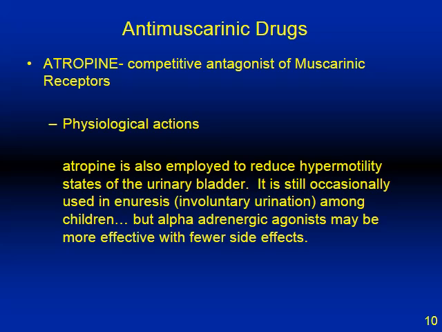In addition to effects in calming the gut, atropine can reduce the motility of the bladder, and it is still occasionally used in enuresis. Enuresis is a situation where there is involuntary urination, an overactive bladder, which you particularly see among children. But there's another way to deal with enuresis that involves not M3 but rather alpha receptor.